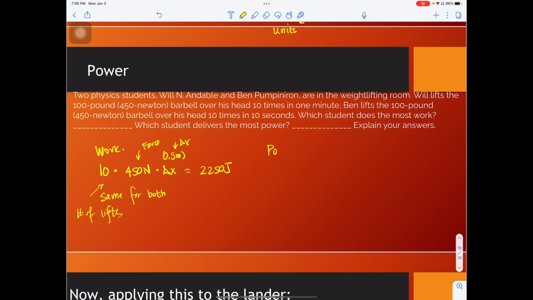But now we look at power. Will does 2250 joules in 60 seconds, because that's 1 minute. And so that gives us 37.5 watts, whereas Ben does 2250 joules in 10 seconds. And so that's 225 watts. So Ben clearly delivers the most power.